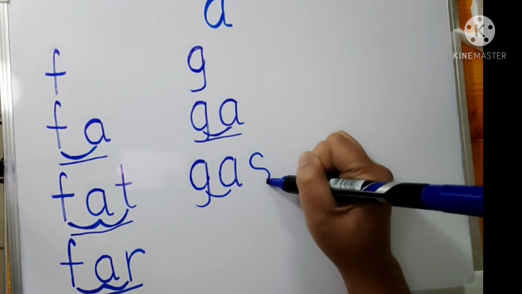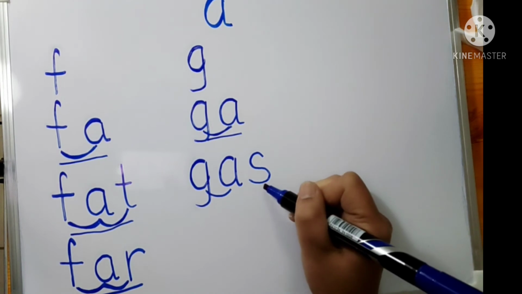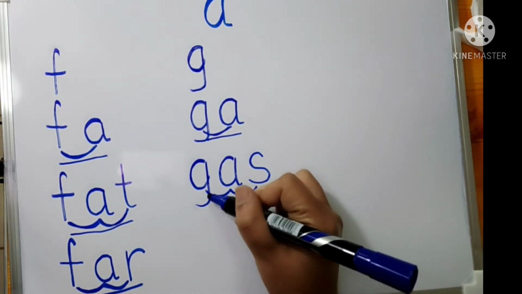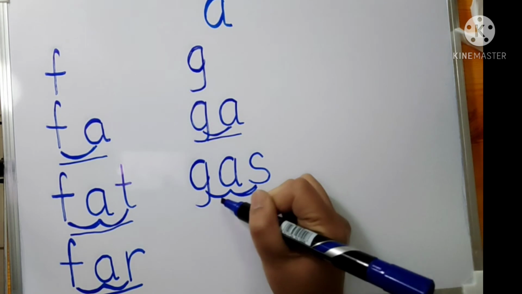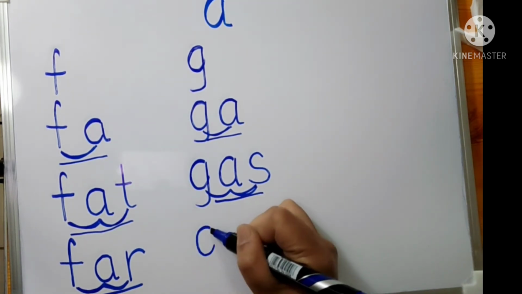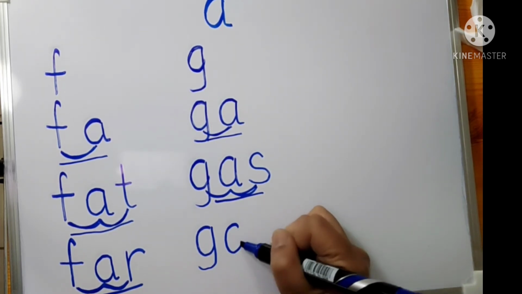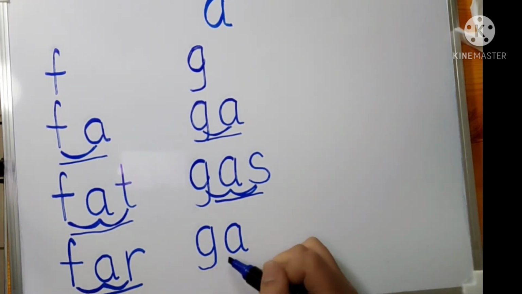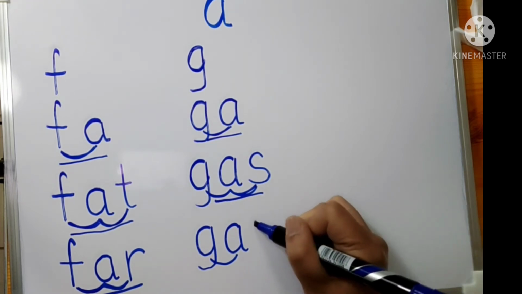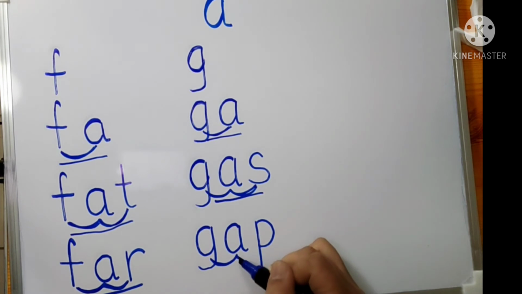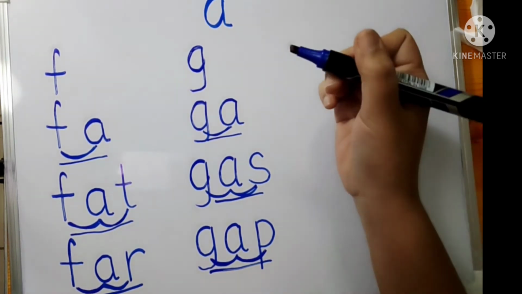Let's add a consonant. So ga, s, gas. Another three-letter word. G, we add a. G and a makes ga. Let's add another consonant. Let's blend it. Gap. Let's read it again.